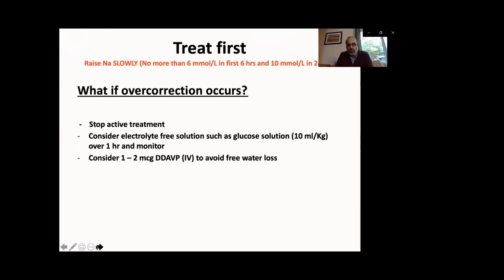What if you, by mistake, overcorrect? If that happens, then immediately, if the sodium level is rising too rapidly, stop active treatment. Consider giving electrolyte-free solution, and this would be like a glucose dextrose solution, and you can give 10 mL per kg. And you can also give 1 to 2 micrograms of DDAVP, and what that does is basically restrict your free water loss, and your sodium drop will slow down.